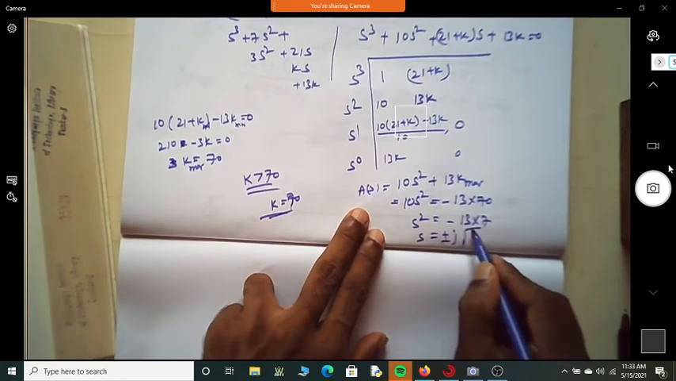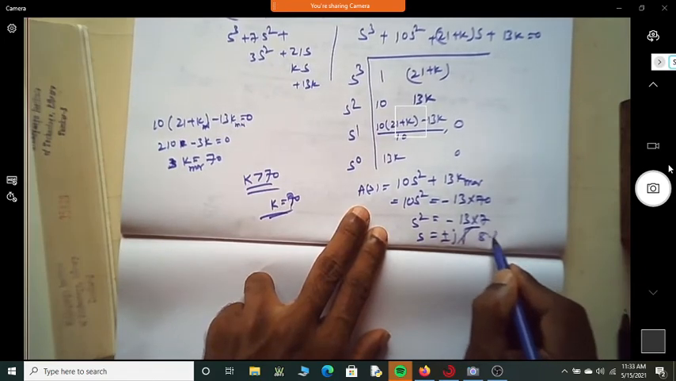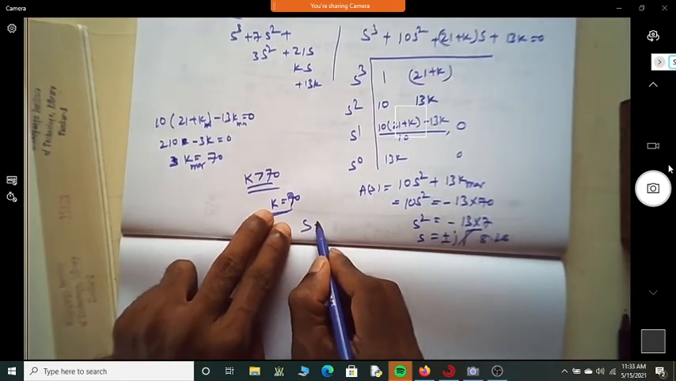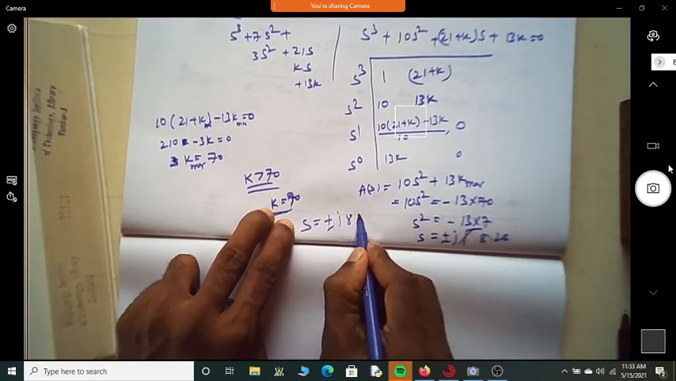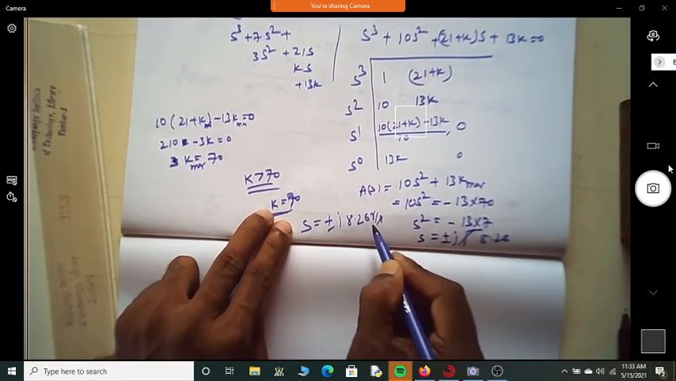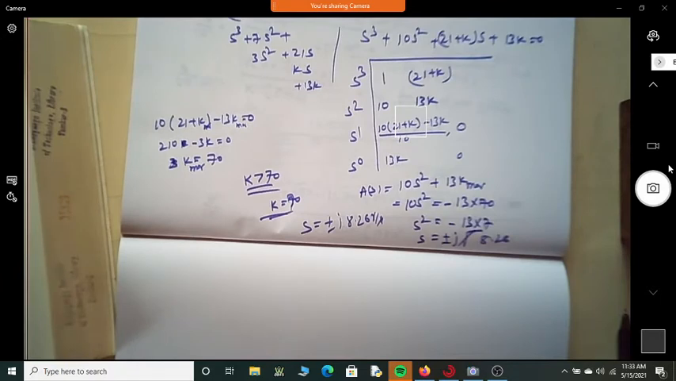Overall, 8.26. So roots are plus or minus j 8.26 radian. That is, it is going to oscillate with a frequency of 8.26 radian per second.